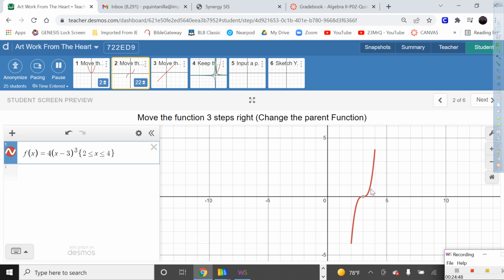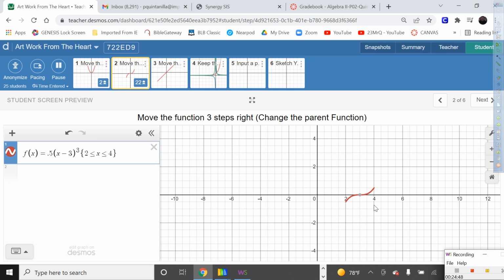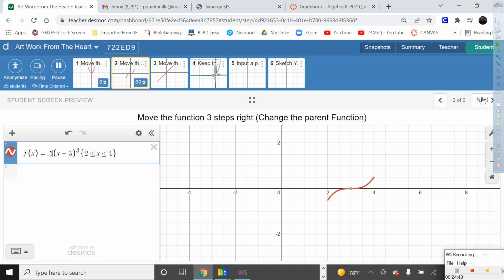What if I didn't want to stretch? I wanted wider. What would I type in there? Tell your neighbor, please. A fraction or decimal, yes? So give me a decimal, Kevin. 0.5. Yeah, there it is. All right, let's go to the next window. Next.